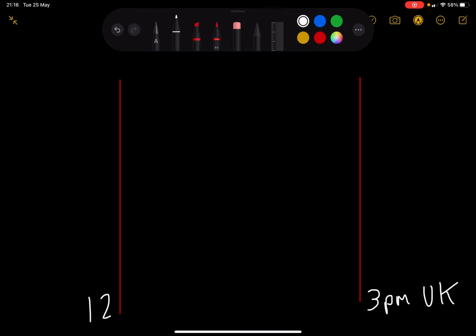So here we are on the chart. We have two vertical lines on the chart. One is at 12 UK time and one is at 3 p.m. UK time. So they're 3 hours apart. So what we're doing is trading the New York kill zone. So in between these lines will be the opening of the New York session. So what we're looking for is specific patterns and things to happen within this time zone.